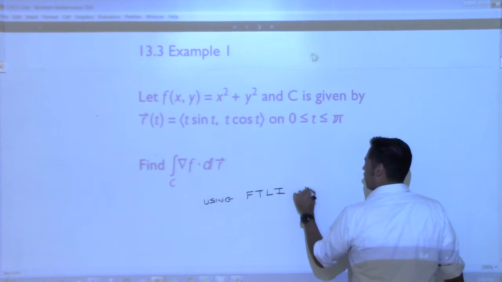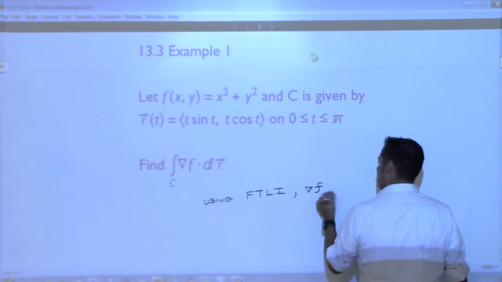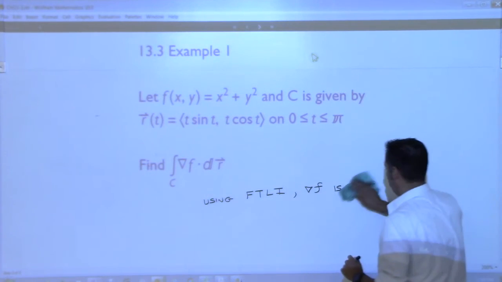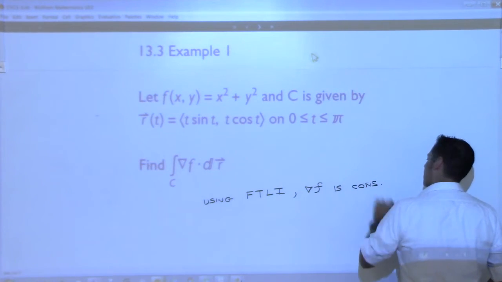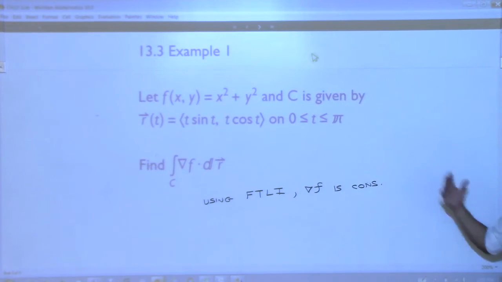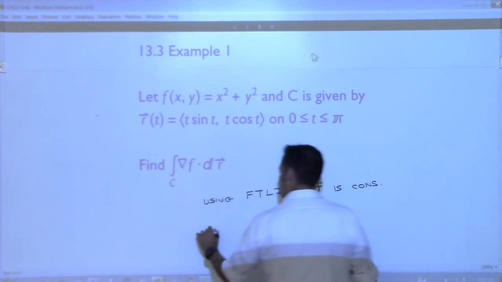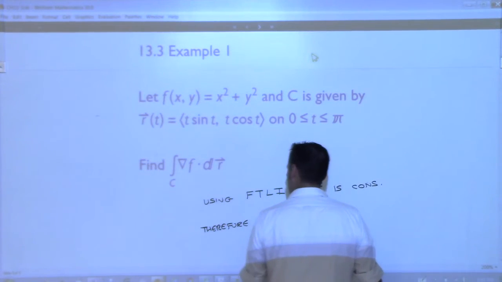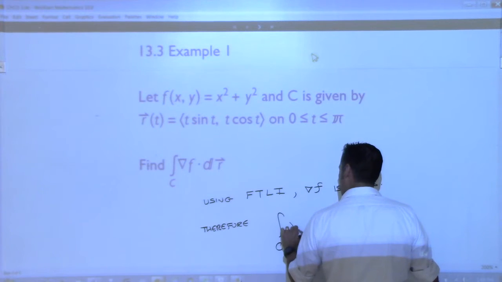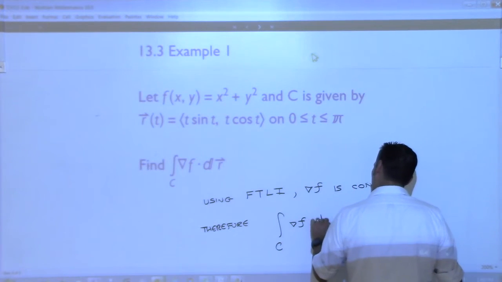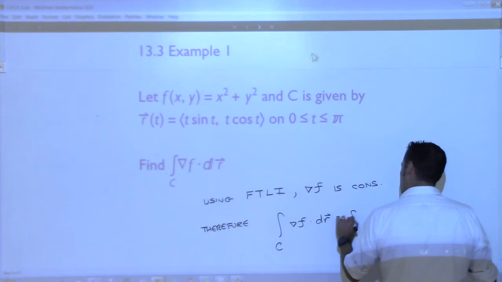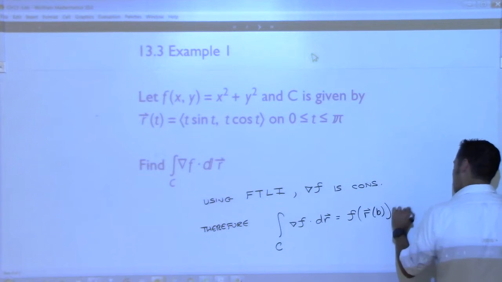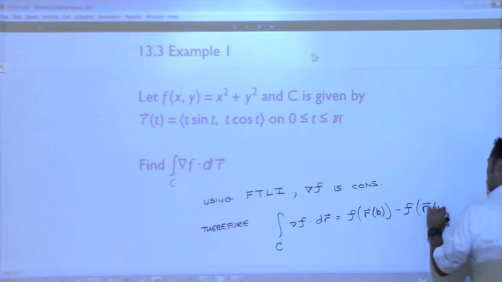So using the fundamental theorem of line integrals, obviously, the gradient of f is conservative, right? That's by definition. Therefore, the line integral over c of the gradient of f dot dr should be equal to f, the scalar function, evaluated at the end point of the curve, minus the scalar function evaluated at the beginning point of the curve.